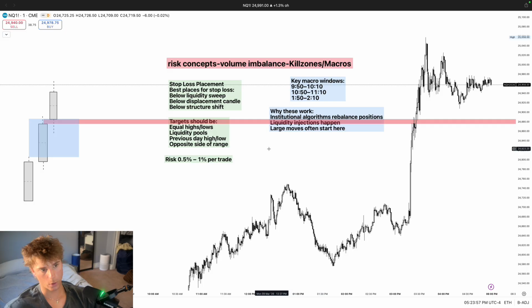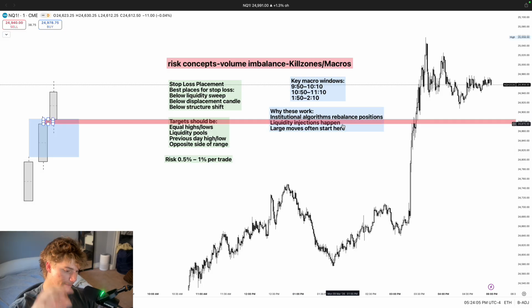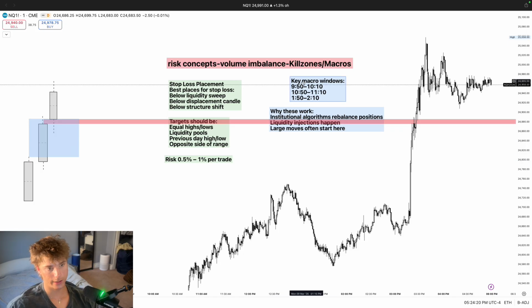Why does this work? This is when institutional algorithms rebalance positions. Liquidity injection happens. The liquidity in the market runs straight to your take profit, and large moves often start here. That's why we want to get in, because that's where large moves start. So that's probably one of the most important concepts: 9:50 to 10:10 is the only time that you will be entering a trade.